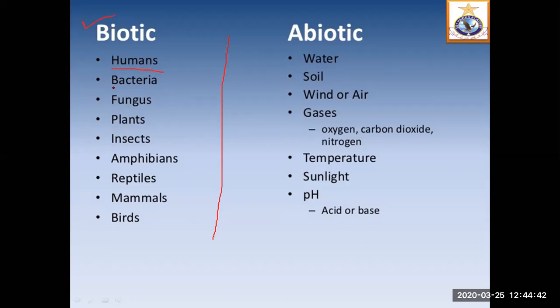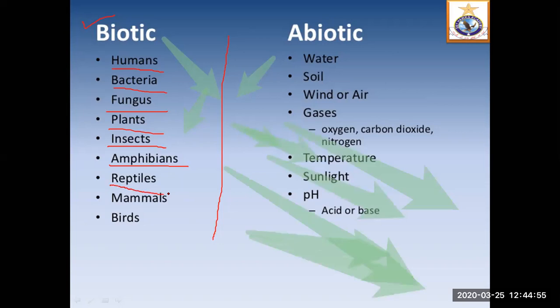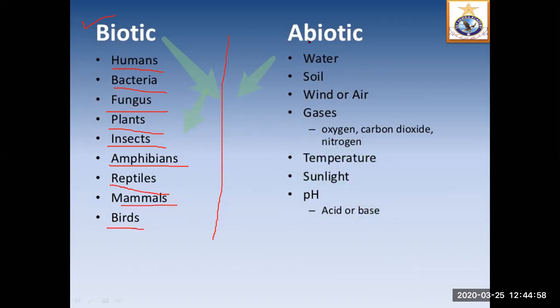Humans, bacteria, fungus, plants, insects, amphibians, these are also types of living organisms, and then mammals and birds. And abiotic, these are water, soil, wind or air, different types of gases or air, temperature, sunlight, pH value, acid or base, because every liquid has its pH value, and due to this value we can distinguish between the acid and the base. So these are combining together and they are making the ecosystem.